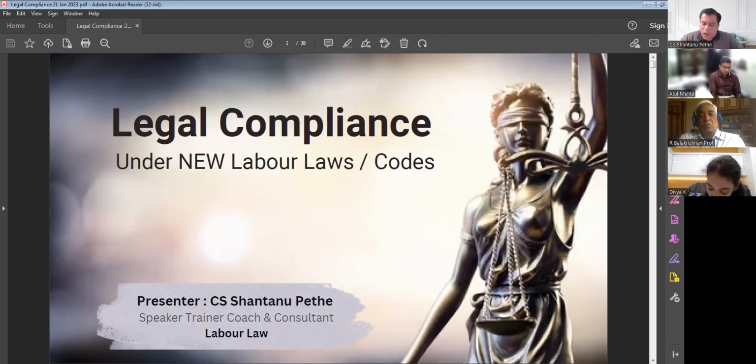Now there is one case law. Mr. Bala has pointed out that directors are made liable, no doubt about it. But directors have to do business also. They cannot look after the compliance, especially when directors have already appointed the company secretary.